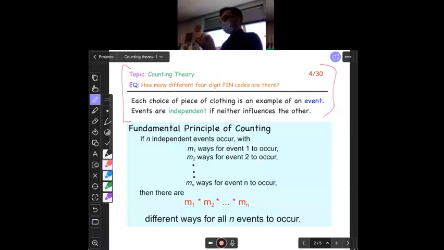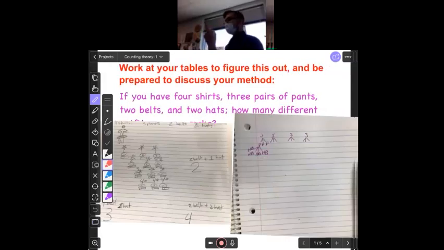We had 4 times we got to make choices here. I get to pick a shirt. I get to pick a pair of pants. I get to pick a belt. I get to pick a hat. There were 4 events. How many choices do we have each time? 4, 3, 2, 2. That's what we have to worry about.